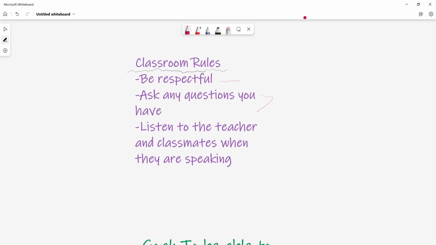All right, next one. Listen to the teacher and the classmates when they are speaking. It's very important to let people speak, so we're good listeners and everyone hears what the person had to say, so we can all learn and listen, okay?